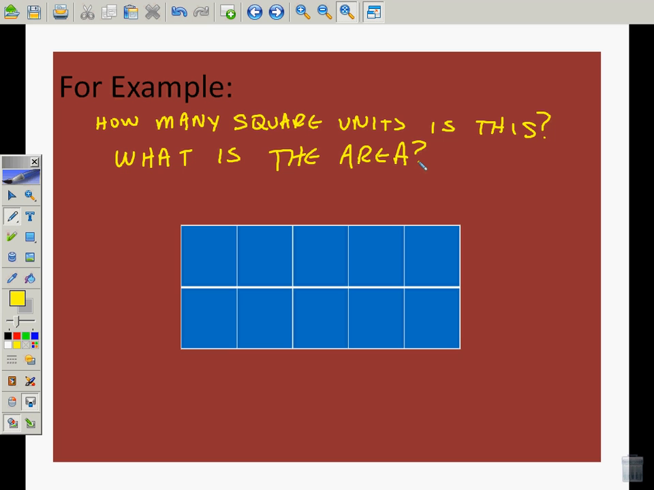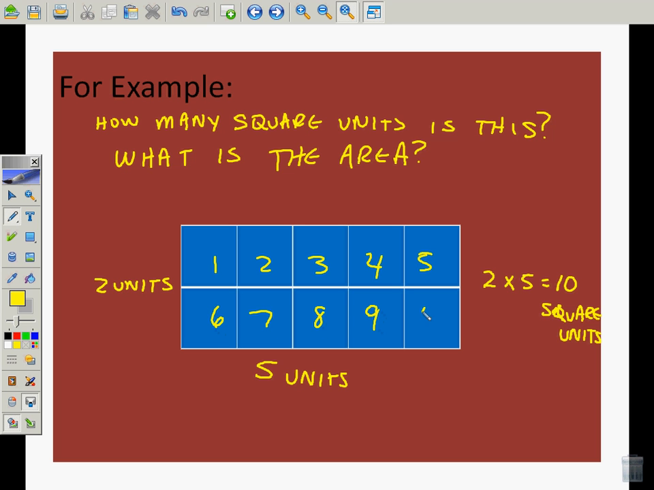Well, duh, we count them. But we have to come up with an easier way to try to find this out because we don't want to always draw the square units on there. So what we would say is this. There are 2 units on this side. And there are 5 units on this side. Okay? And so an easy way, if we didn't have those lines in there dividing them, we would just say 2 times 5 is 10 square units. 10 square units. Because the units are squares. The units are squares. There are 10 of them.